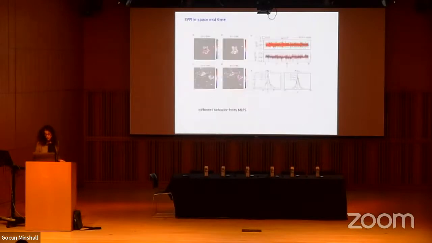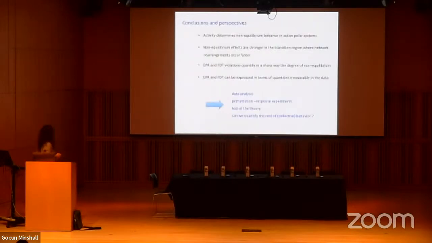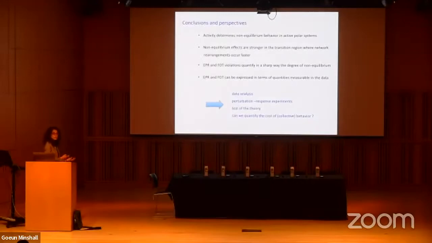So the bottom line of what I've been telling you is that activity is a priori an important quantity in the behavior of this system, but how important is its role? If we think about natural groups, it is stronger in swarms that are in the critical region and less important in flocks. Another consequence of the theoretical analysis is that there can be quantities that quantify this entropy production rate that could be measured in the data. So the next question is whether we can really measure that in real data and what this entropy production rate looks like when we really measure it.